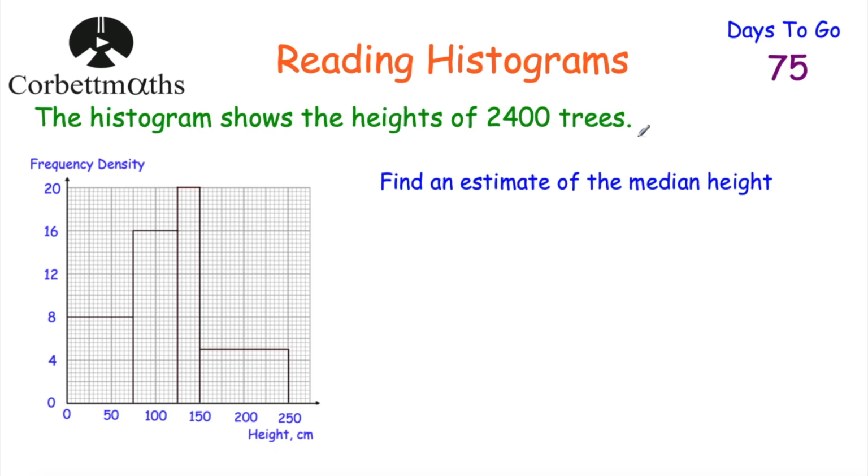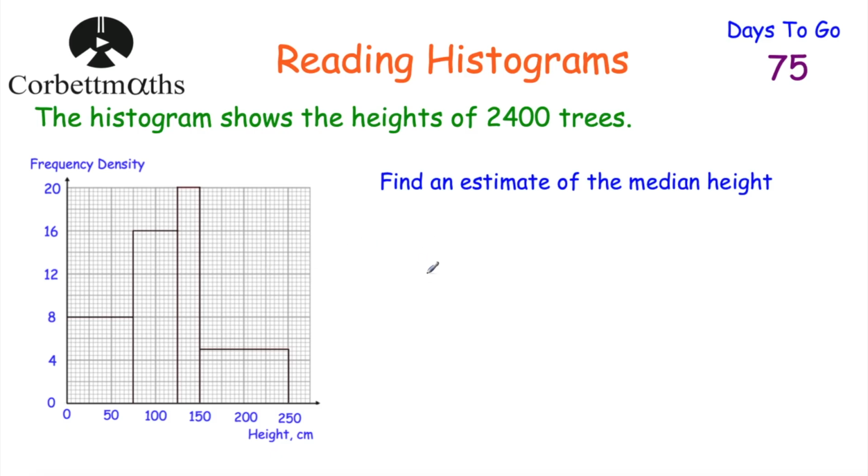Now, in terms of finding an estimate for the median height, what I tend to do is use an approach called linear interpolation. Strictly speaking, you don't need to know this approach for GCSE maths, but it can make things a lot easier, particularly if the line is, like, 7.5 squares and so on, and it gets a bit trickier. Linear interpolation will help you work it out quickly and easily.